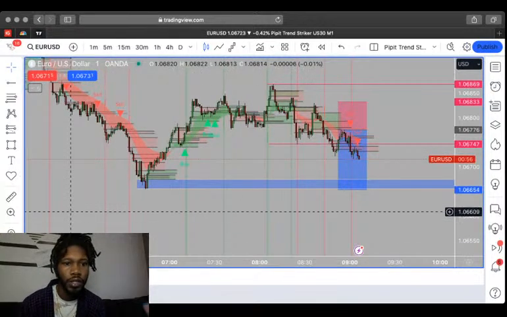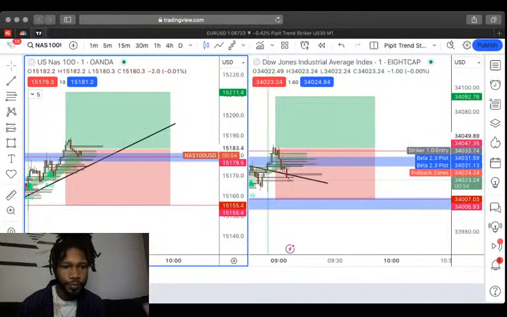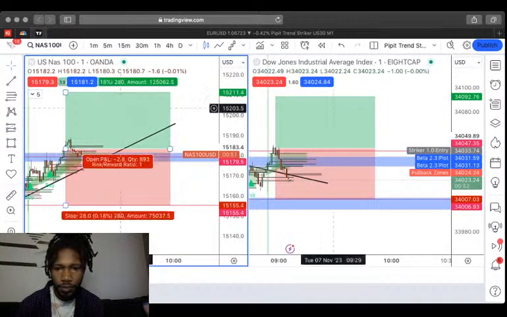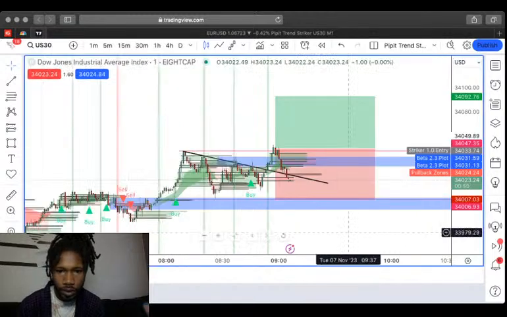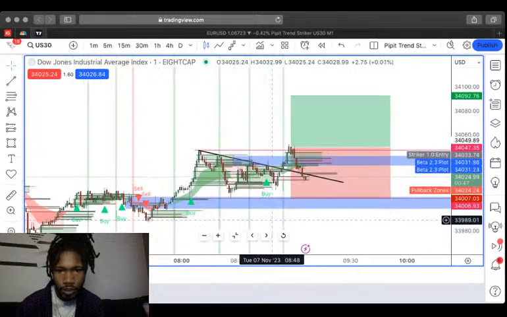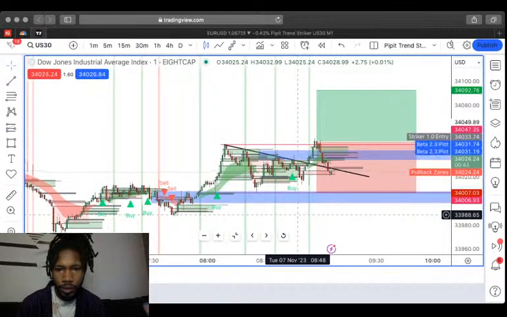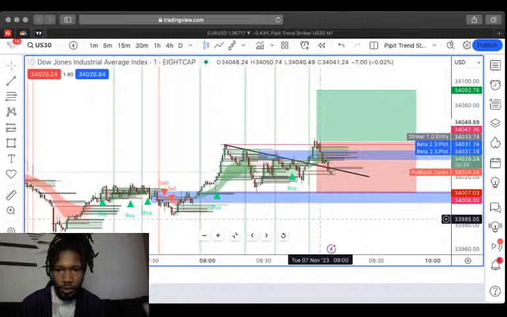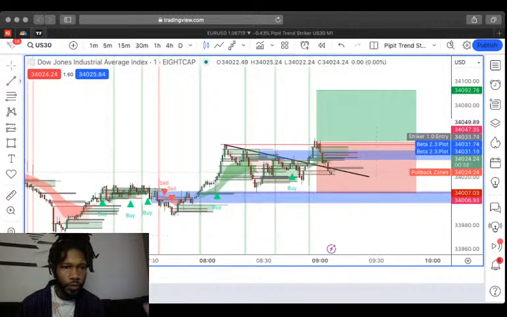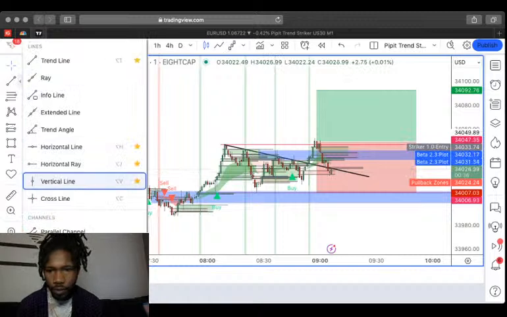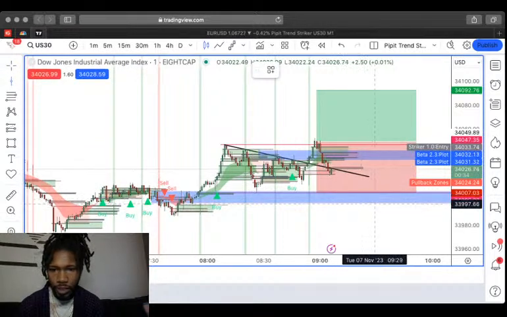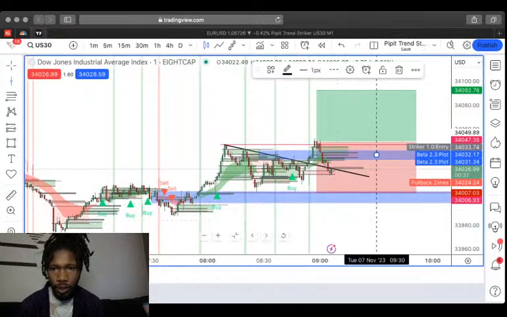Alright, let's take a look at US30. US30 is breaking below. That's fine. We did get that pull back. What time is it? Let's mark off market open. These are a couple pre-market moves that I'm taking. Let's just mark that up.